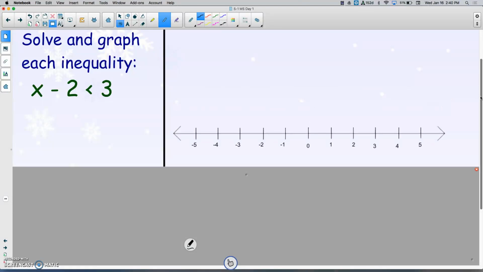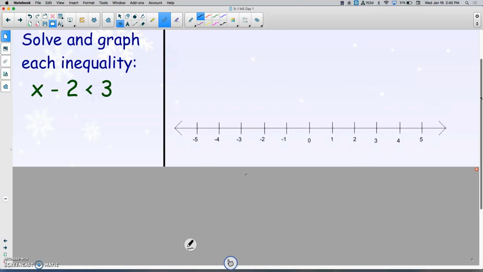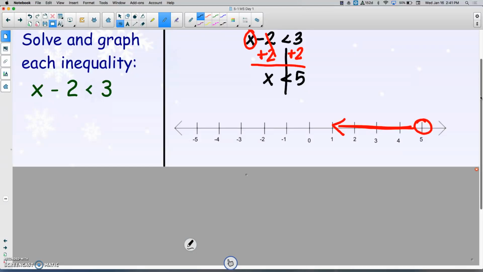Graph our solution set. So if I write this inequality here, x minus 2 is less than 3, and I solve it. Circle the variable. The inverse of subtracting 2 is adding 2. So add 2 on each side. So x is less than 5. So that would be an open circle, and less than goes to the left. Because this number line has a lot of different numbers on it, I don't have to worry about writing my numbers.